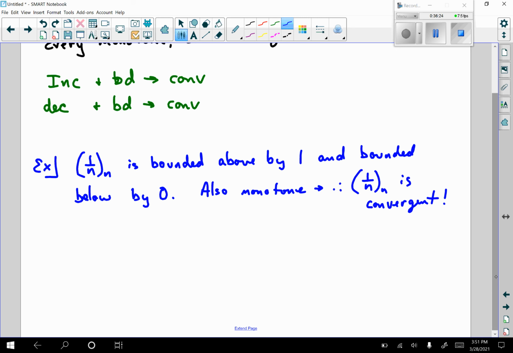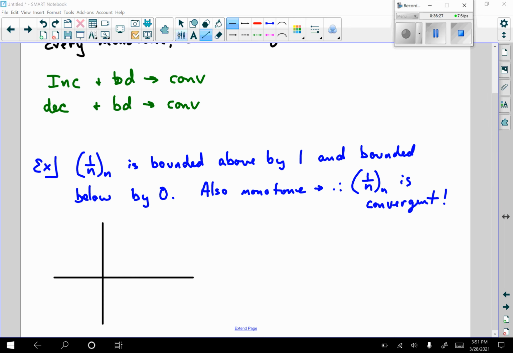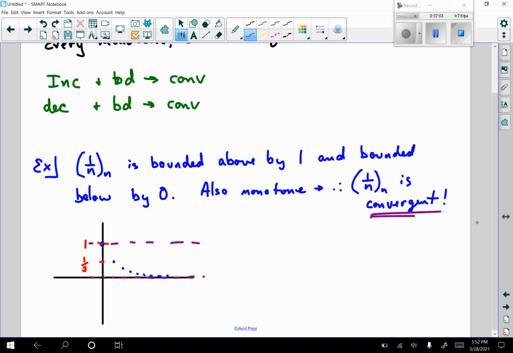And like I said, we can make a little graph. All right, so we had our first point at 1. Then we had 1/2. Then we had 1/3. Then we had 1/4 and 1/5. So it starts to look like this. But it's bounded above by 1, bounded below by 0. So it means it would be convergent.